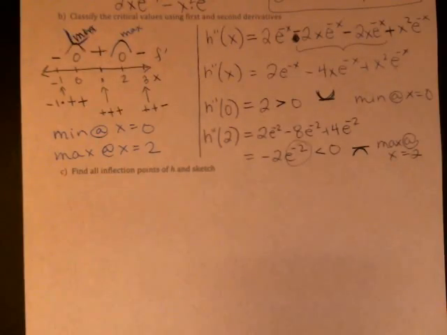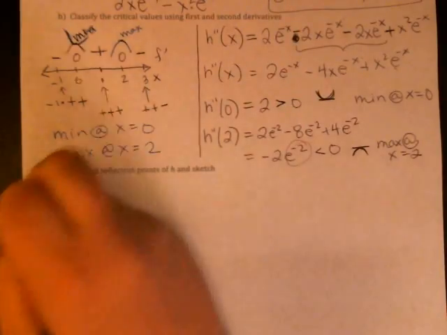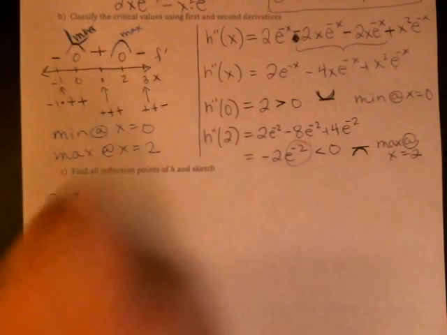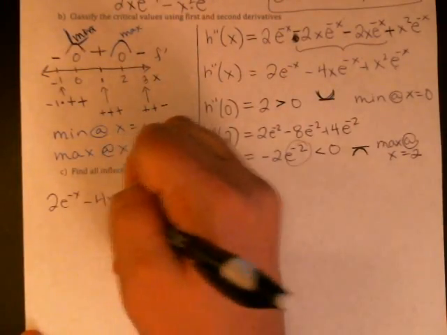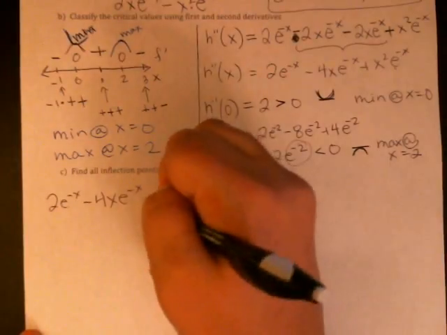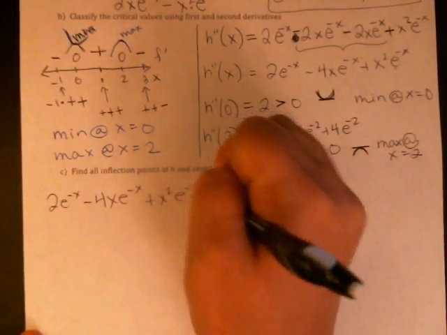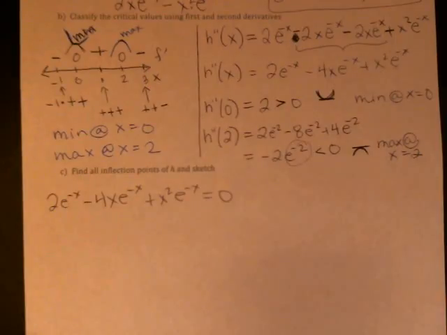So to find inflection points, we look for where the bend of the original function changes, which happens at the maxes and mins of the derivative, not of the function, of the derivative, which happen when the second derivative is 0. So we want to take this second derivative, 2e^(-x) - 4xe^(-x) + x^2 e^(-x), and set it equal to 0.